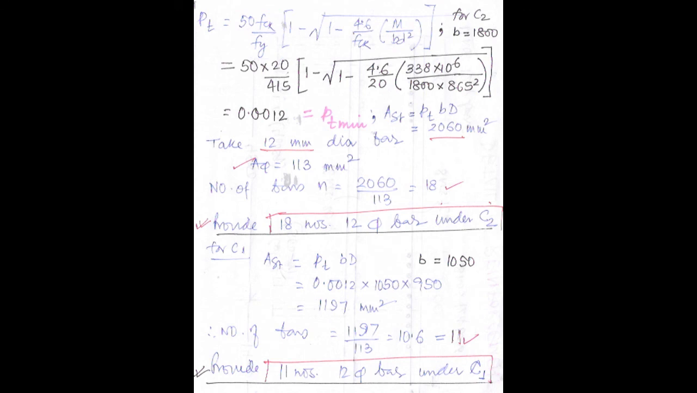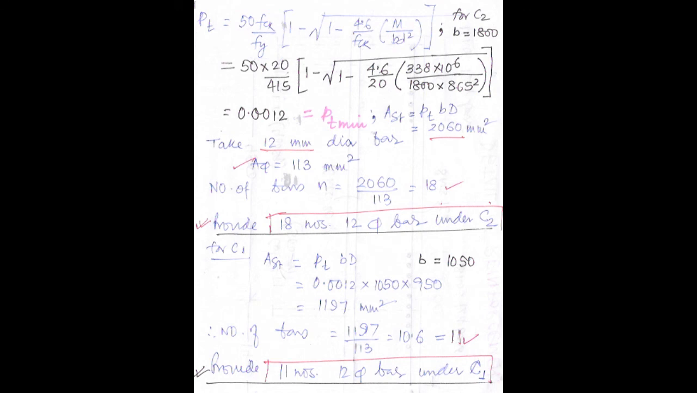Anyhow it is going to come less than 0.0012, and if it is coming less than that, by code we have to provide a minimum of 0.12% of the steel. We cannot take a lesser value. If we are definitely getting a lesser value, we have to design with 0.12% of the steel, that is the minimum requirement. So directly we will do what? 0.0012 into 1050. Now just check here, the bandwidth is 1050, here it will not be 1800, and capital D is 950.